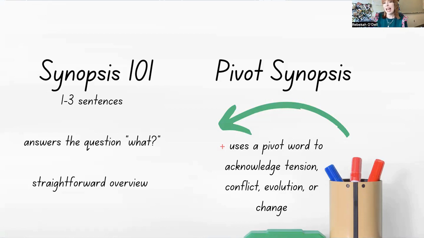What is it about? What happened? What's the deal with this? And it gives a pretty straightforward overview. In general, this is what this is about. This is what happened. A pivot synopsis does all of those things, but it does something extra. It adds a pivot word to acknowledge that there is some tension, there's some conflict, maybe something has evolved or changed over time or in the course of the text or in the course of the event. It adds a complication to that pretty straightforward overview of what is this about? What happened here? Let's look at this in a mentor text.